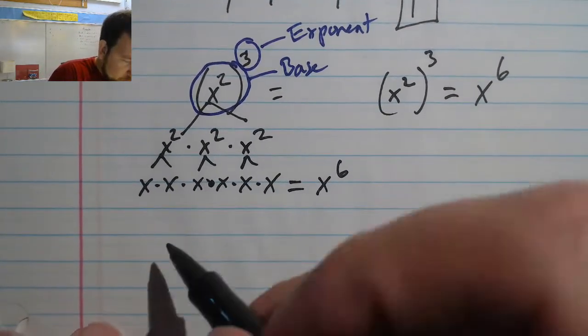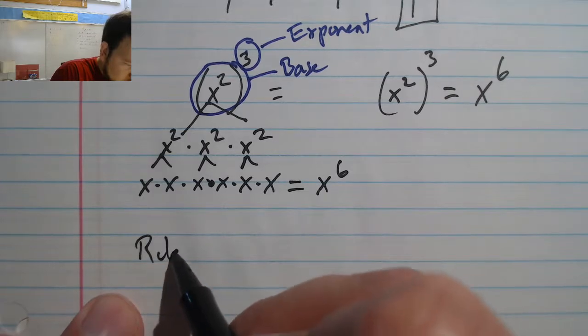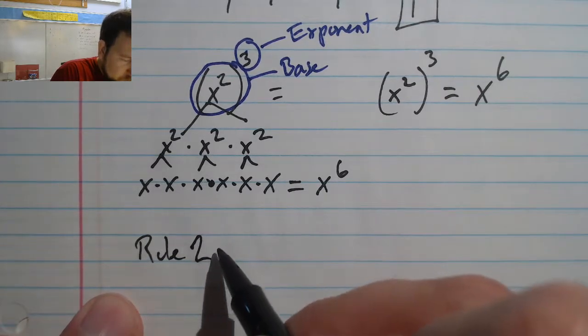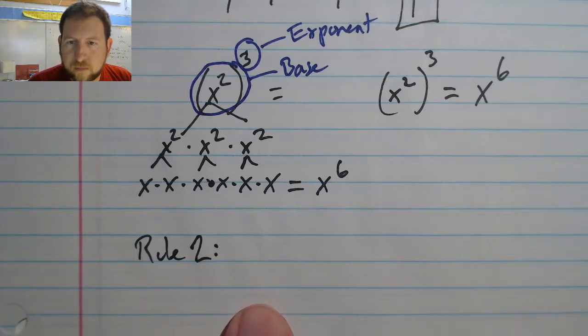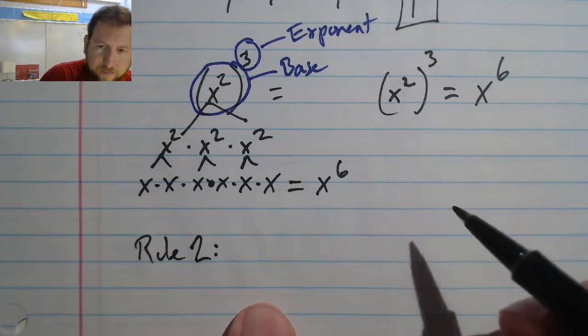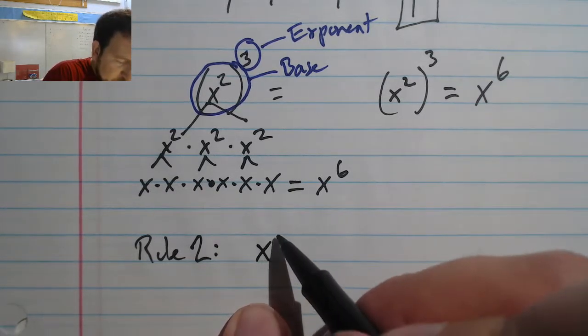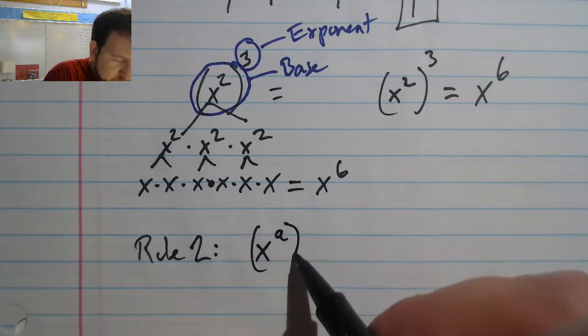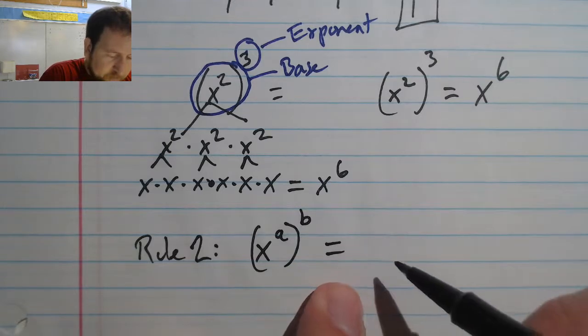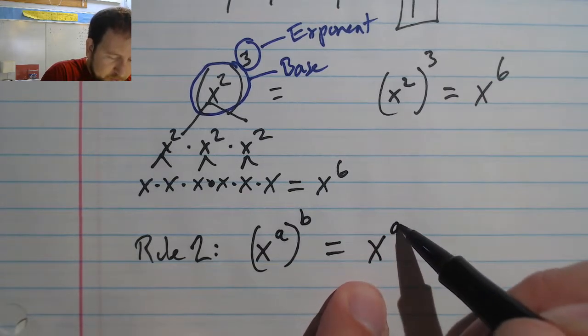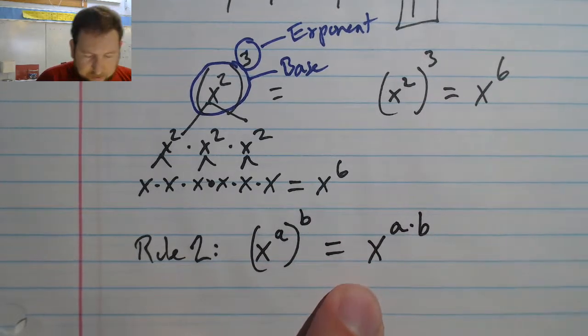When we have our rule 2, it looks like this. I want to make sure I read it right. Yeah. x to the a, to the b, is equal to x to the a times b.